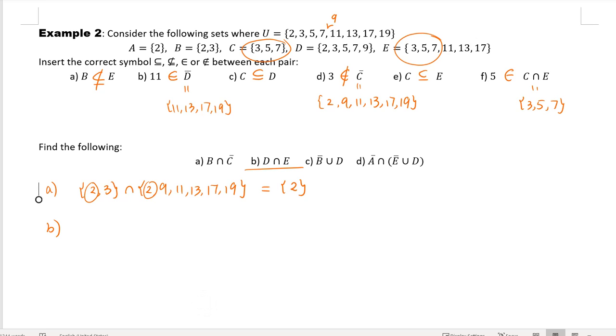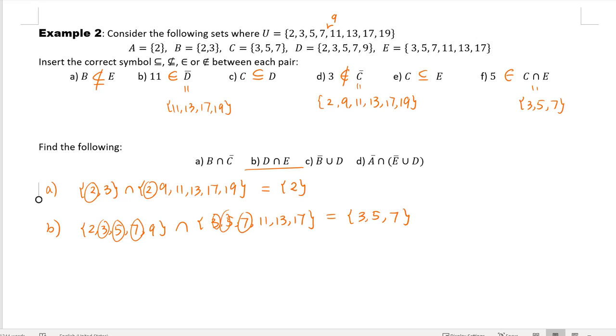Next one, D intersect E. So D is 2, 3, 5, 7, 9. Intersect E, 3, 5, 7, 11, 13, 17. Okay, let's see. 2 is not a common element, 3 is a common element, 5 is a common element, 7 is a common element, and 9 is not a common element. So that's why the common elements are 3, 5, 7. Alright, do you have the same answer?